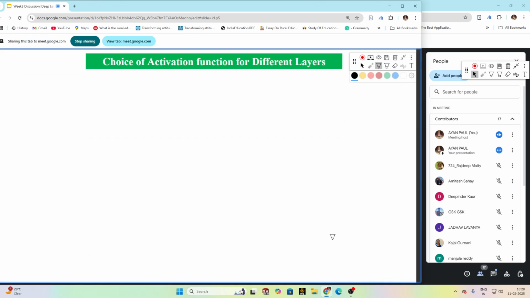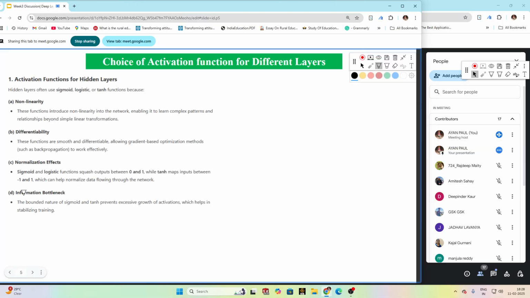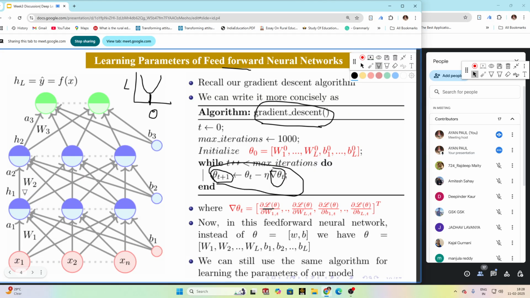Okay, so another thing is the choice of activation function for different layers. I have told you that this light blue color is the pre-activation input to the neuron, but this dark green color is the post-activation. Post-activation means we are applying an activation function to the pre-activated input and getting an output. So that is why we need an activation function in each neuron.